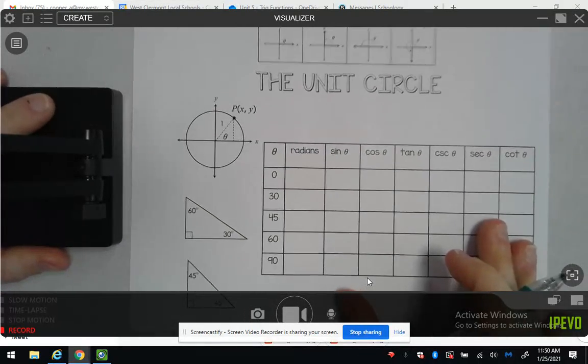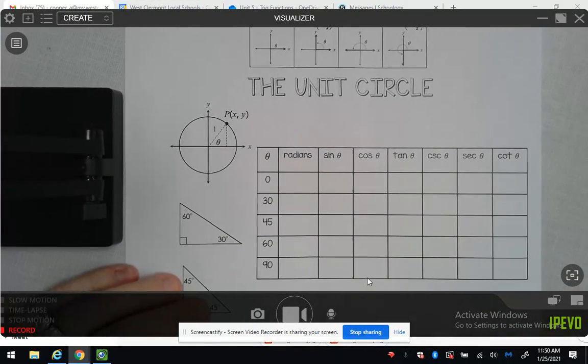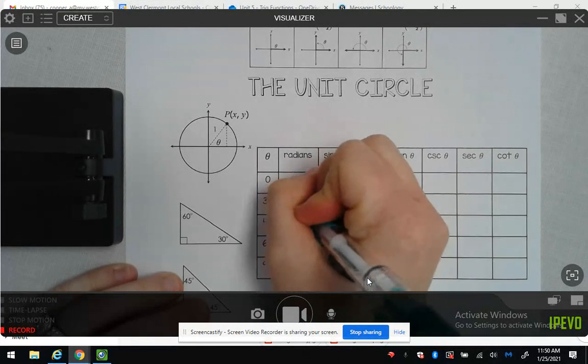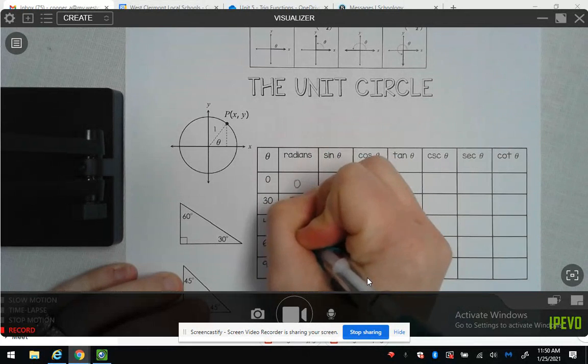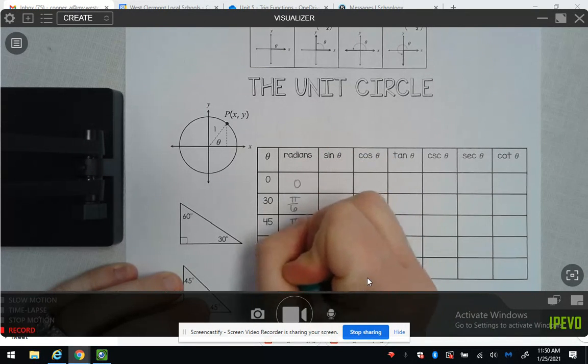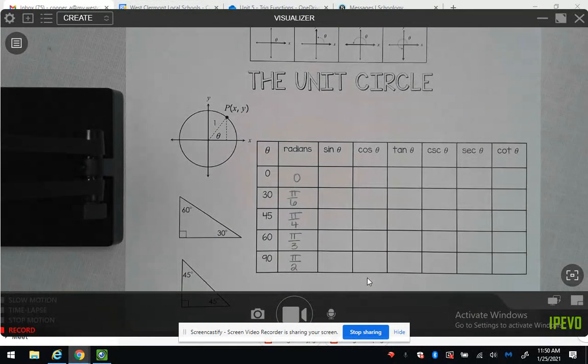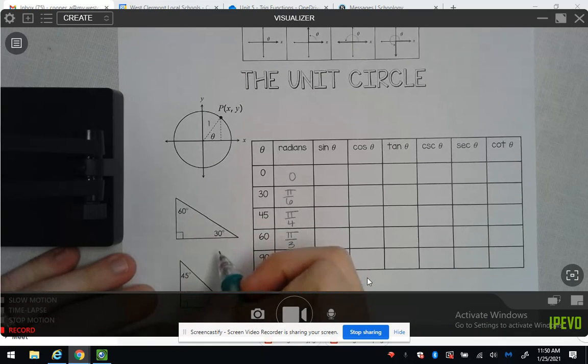Okay, now we have to convert these degrees to radians. So 0, pi over 6, pi over 4, pi over 3, and pi over 2. Now what we're going to do is find sine, cosine, tangent, cosecant, secant, and cotangent of these. And we're going to use this to help us out.